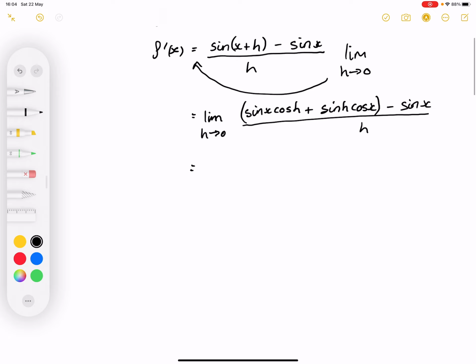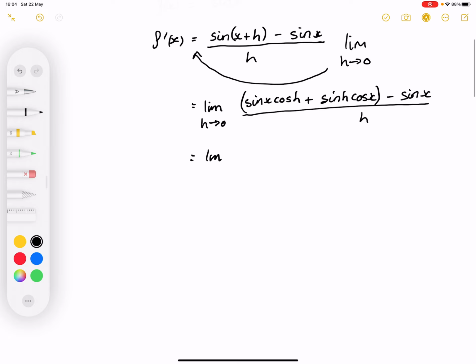The next line will be the limit as h tends to 0 of, take out a factor of sine x, cos h minus 1, plus sine h cos x, all over h.